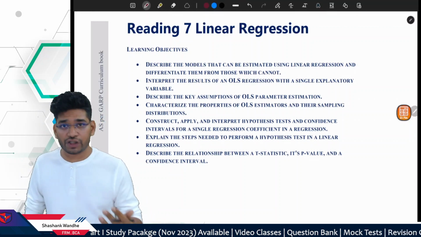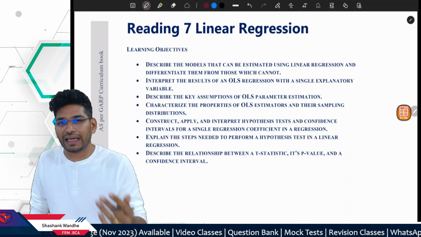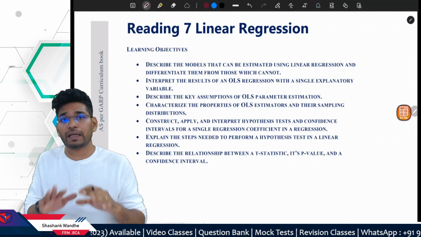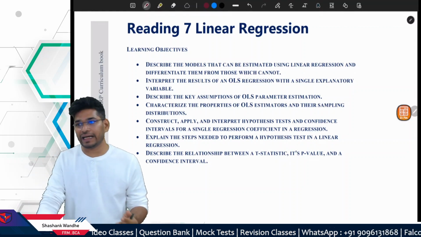Now, because it's a revision session, I'm expecting you to know all these concepts beforehand. So I'm not going to give you any background explanations of the concepts, and we will keep our focus on the exam important area, the exam testable area. Now, first of all, reading number 7, linear regression.